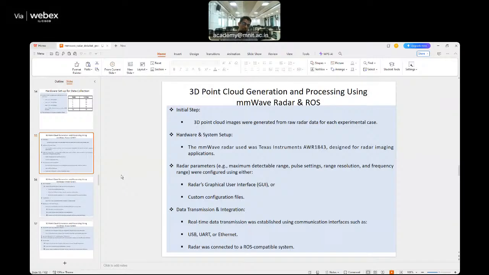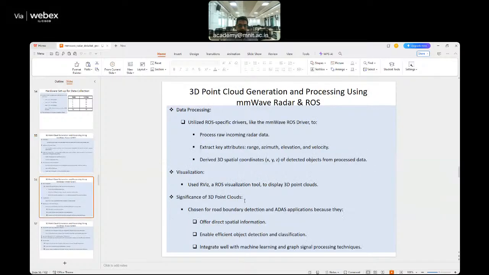What is basically ROS? ROS is basically a software which allows you to fetch the data from the radar. In the data processing, we utilized ROS-specific drivers, like the ROS driver, to process raw incoming radar data and extract key attributes. Basically, all these are available: range, azimuth, what angle it is, elevation, and velocity.